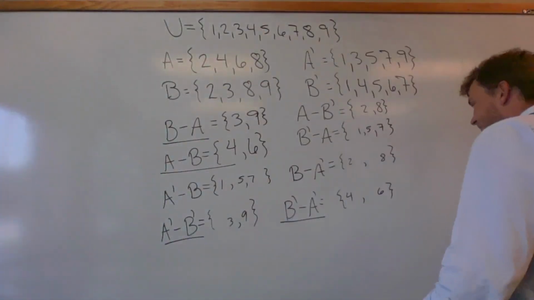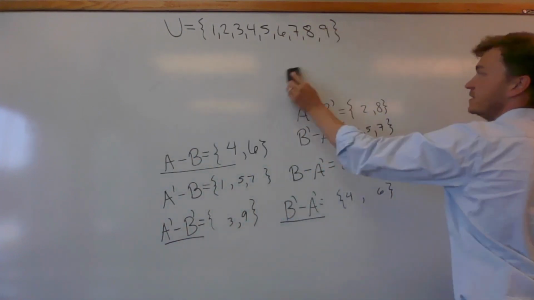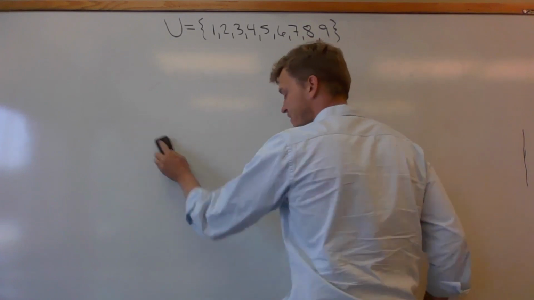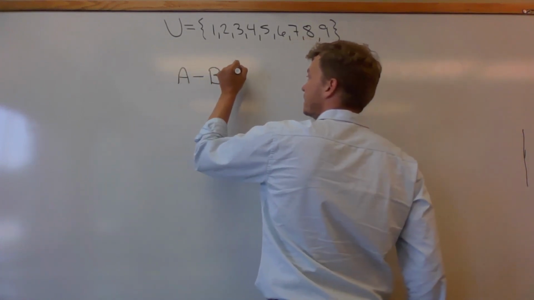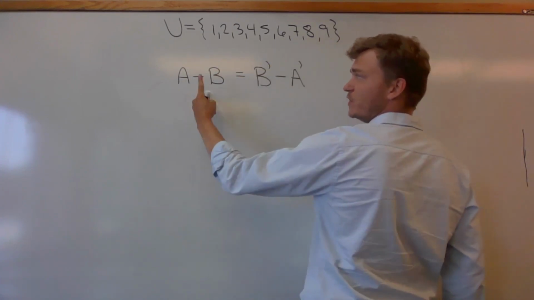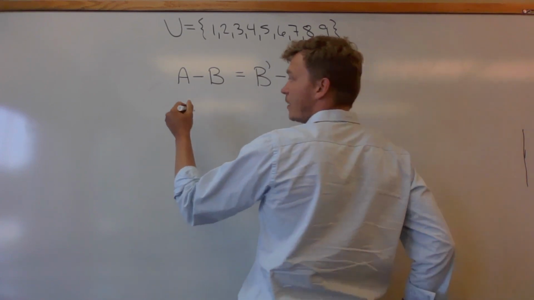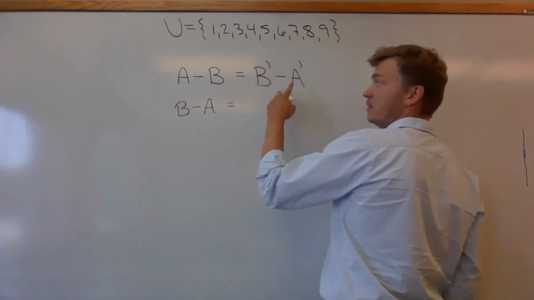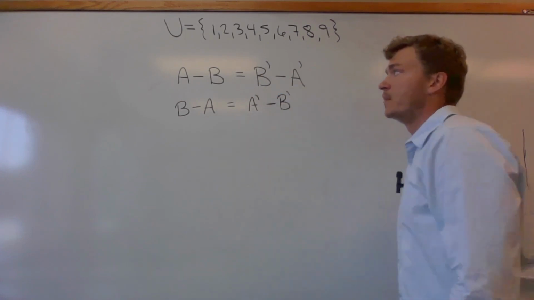We will now erase this and write out our generalization for any two of our sets here. These finite sets that we're working with, we now see that for our difference of sets, A minus B is equal to B complement minus A complement. Likewise, if I switch around the A and the B, I switch around the B complement and the A complement. That is, B minus A is equal to A complement minus B complement.